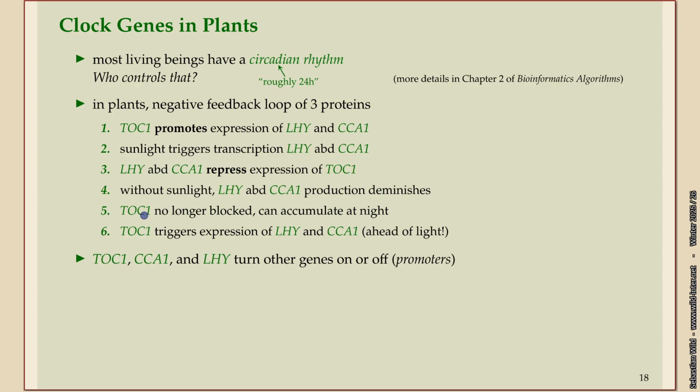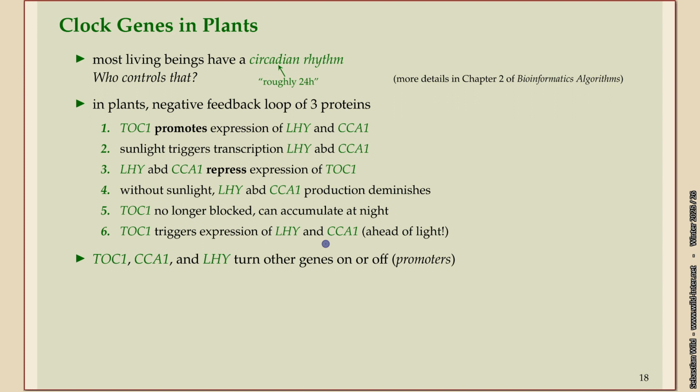If enough of TOC1 is there, it starts promoting the production of these two again, which is then enforced again by the light. But also before then, they start waking you up, well, whatever that means for a plant. I don't know. That's roughly the story.